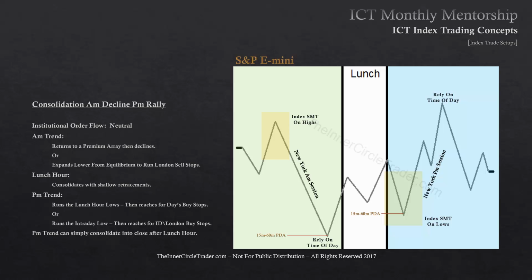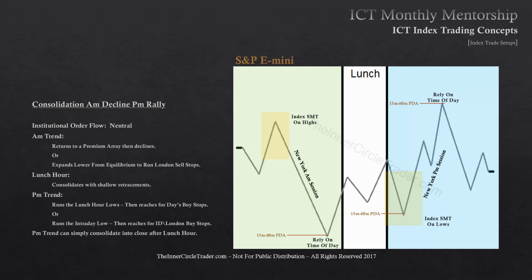Again, as a reminder, how you determine which one it's going to be is if the AM session bounces into the lunch off of a higher time frame nested level that's also seen on a 15 or a 60-minute discount array, then we don't expect the intraday low to be taken out in the afternoon session. But if that AM session low is forming above a higher time frame discount array, then we would anticipate a lower run on the intraday low in the PM session, and then the rally or increase in price after that sell stop run has been seen.